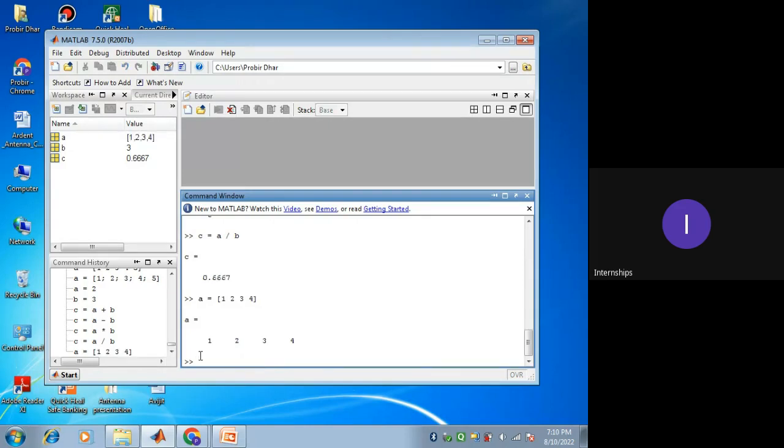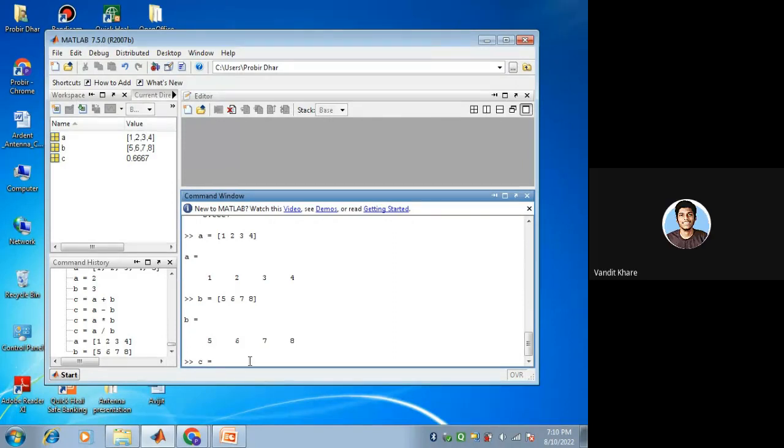B is equal to 5, 6, 7, 8. Now I will multiply these two. Can I multiply? These are the matrix.